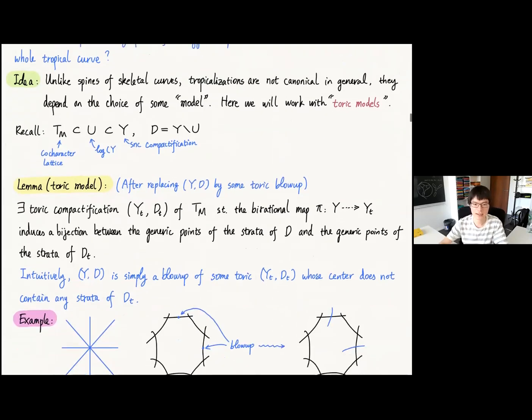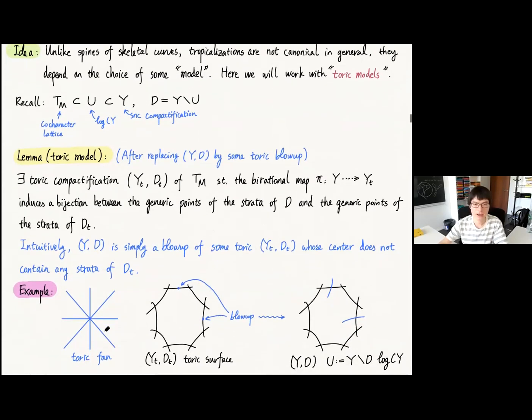Now here is an example. We have our toric surface (Y_T, D_T) associated to some fan. Then we make a blowup at 2 points on the boundary, and we obtain a log Calabi-Yau pair (Y, D). U, the complement of D in Y, is log Calabi-Yau, and the two blue curves denote the exceptional curves.